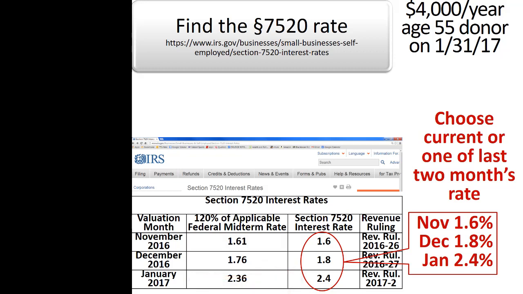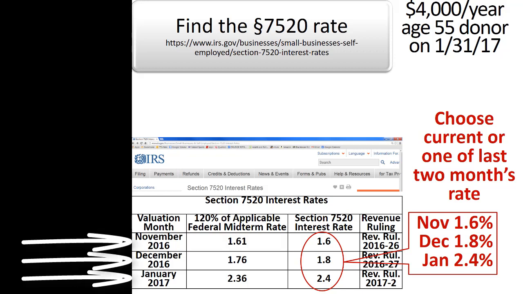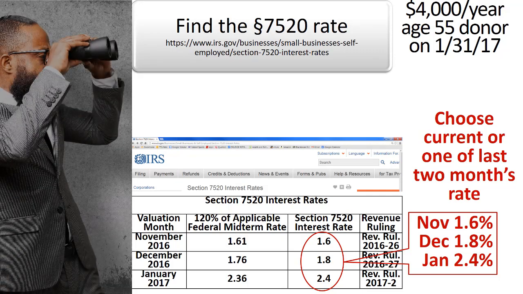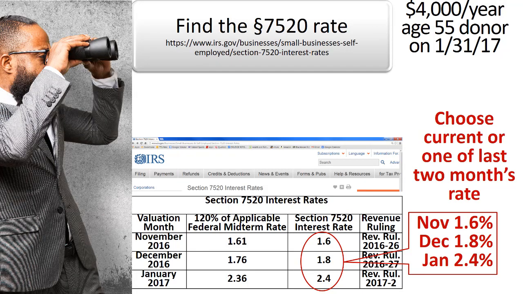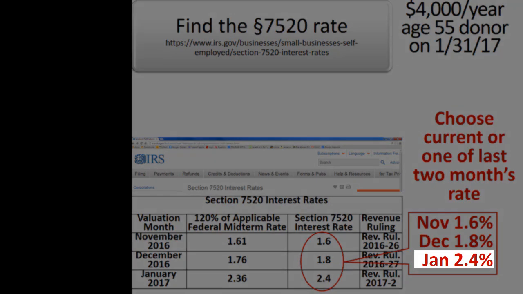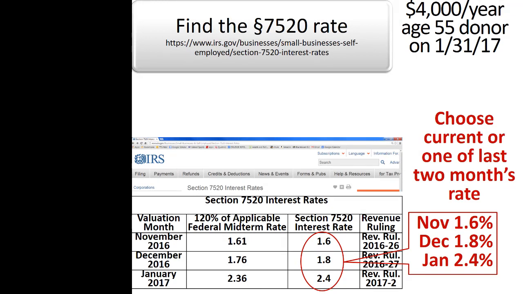However, tax law allows the donor to choose the current or either of the prior 2 months' Section 7520 interest rates for his calculation. In fact, the next month's rates are published several days early. So towards the end of the month, the donor also knows the interest rate for the upcoming month and could postpone the transaction in order to take advantage of a favorable rate change. For a transaction on this date, the donor could choose the 2.4% rate from January, or the 1.6% rate from November, or the 1.8% rate from December. Which rate should the donor choose?